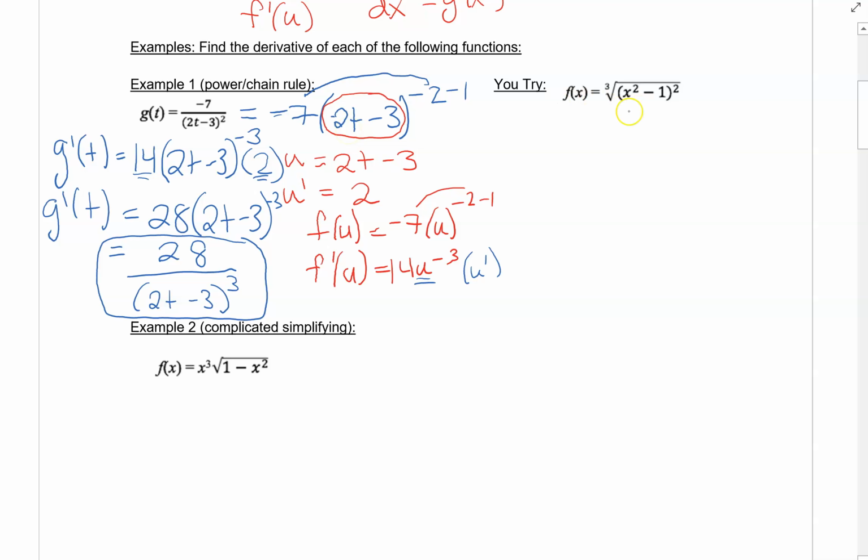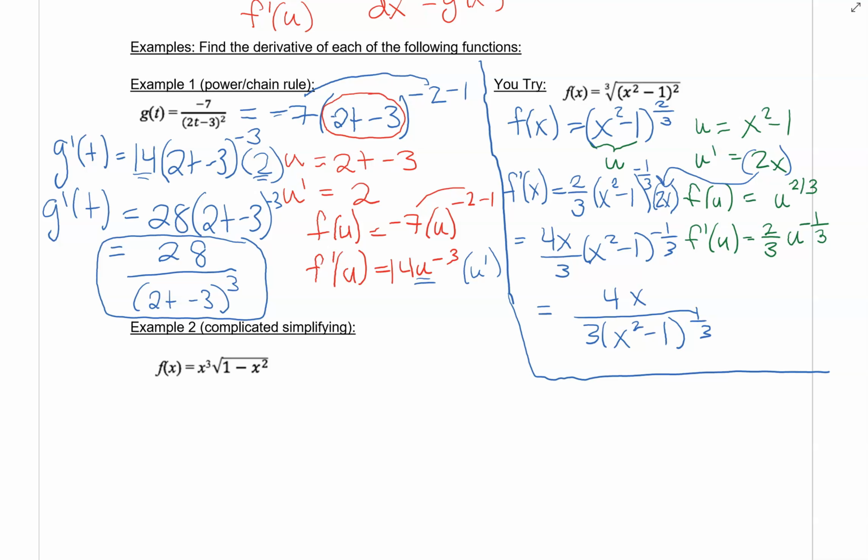So why don't you try a similar example over here? Okay, so hopefully this was what you got for your final answer here: 4x divided by 3 times the quantity x squared minus 1 to the power of 1/3. So how do we get to this final answer here?